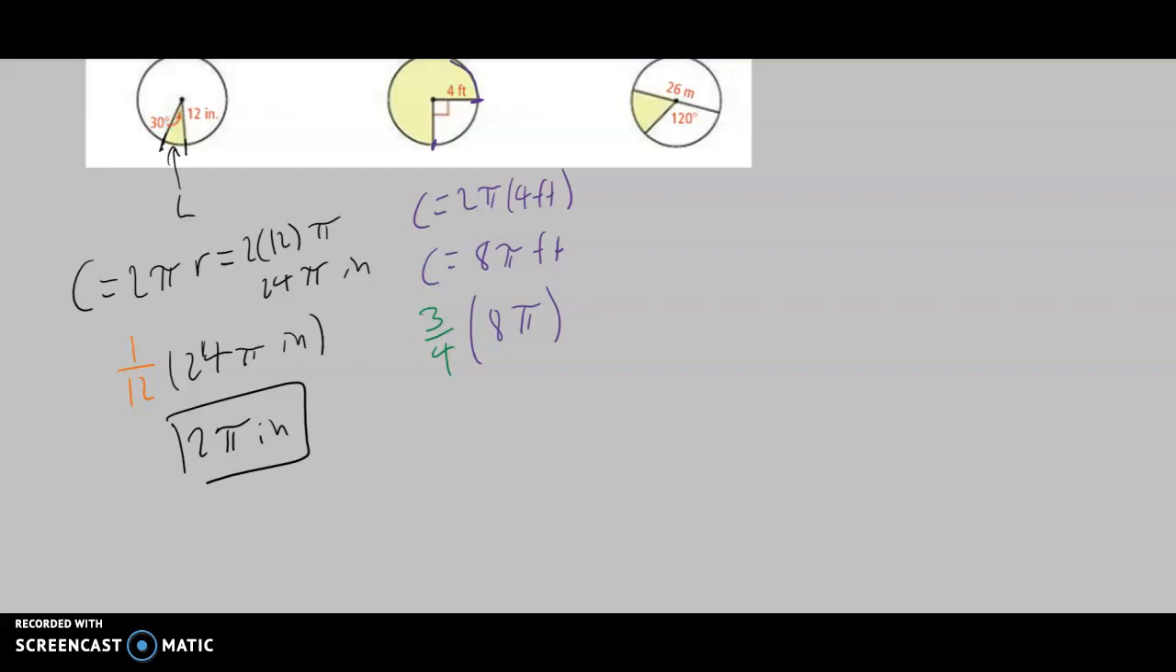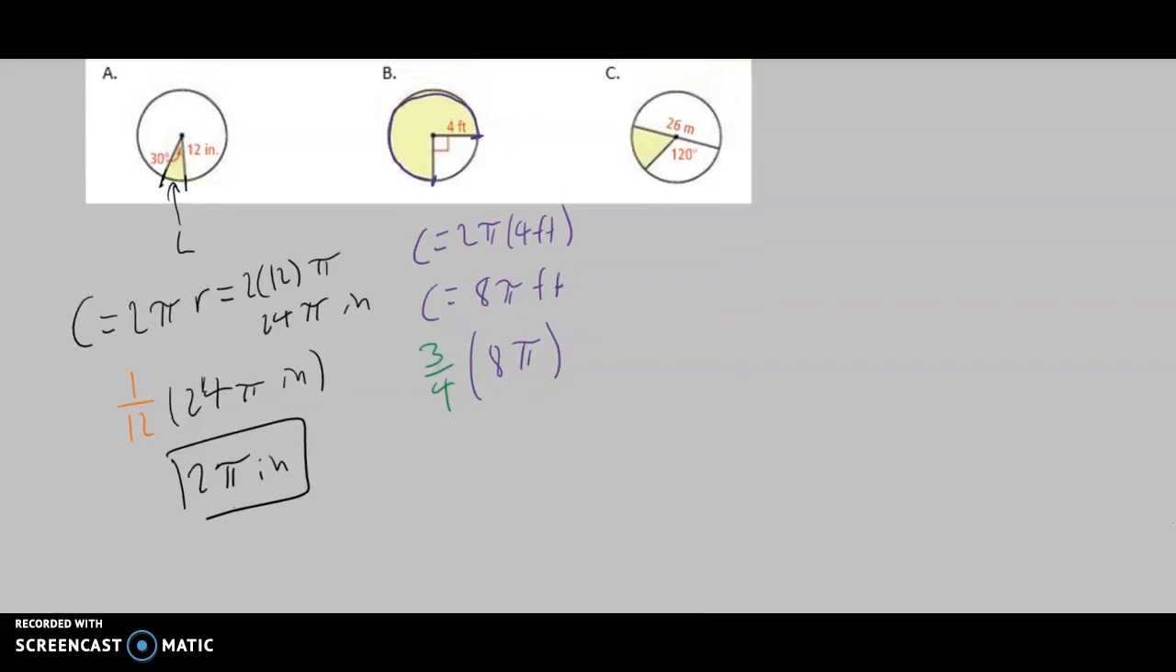So if I traveled all the way around the circle from here to here, 3/4 of the way around the circle rather, what distance would that be? So we're looking at 3/4 times 8. I know 1/4 of 8 would be 2, so 3/4 should be 6. So that should give me 6 pi feet. Should be the distance around the circle, or the arc length of this arc created by this shaded region here.